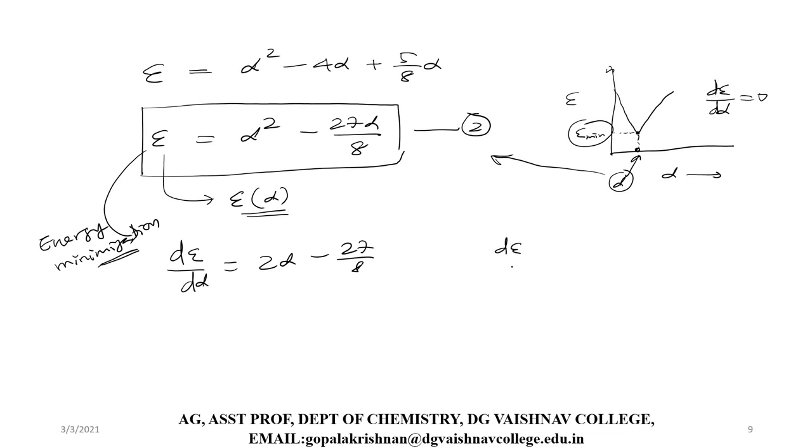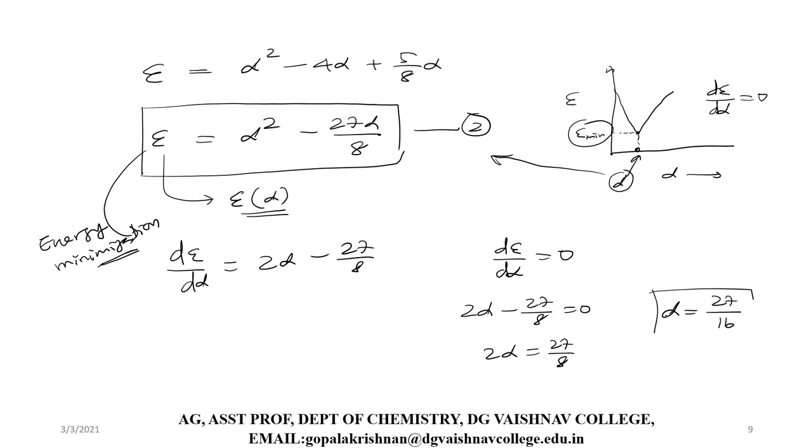So if we put dE by d alpha equal to 0, then we should put 2 alpha minus 27 by 8 as 0, or 2 alpha equal to 27 by 8, or alpha equal to 27 by 16. Alpha is equal to 27 by 16. We have introduced this alpha in the place of Z to incorporate the electron-electron interaction.